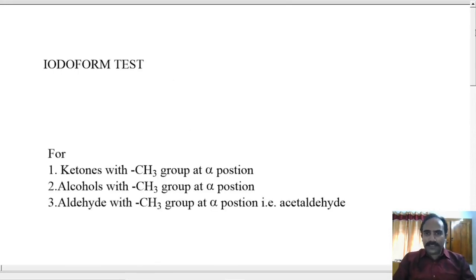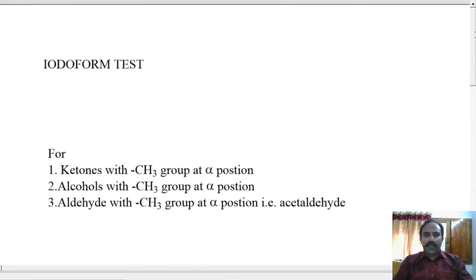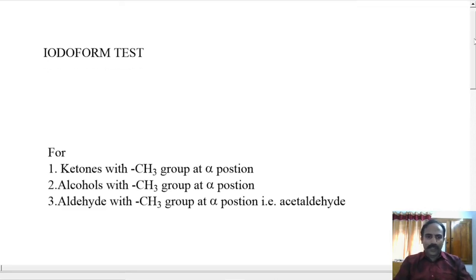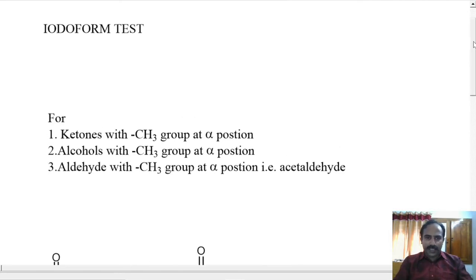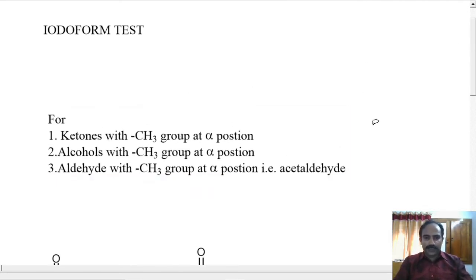So let us go over this reaction once again. Iodoform reaction or iodoform test is done, and the result is a pale yellow solid and the characteristic smell of iodoform. So this is a characteristic test for ketones with CH3 group at alpha positions, alcohols with CH3 group at alpha positions, which includes secondary alcohols and ethanol, and aldehydes with the CH3 group at alpha position. This includes acetaldehyde. This is basically acetaldehyde only.